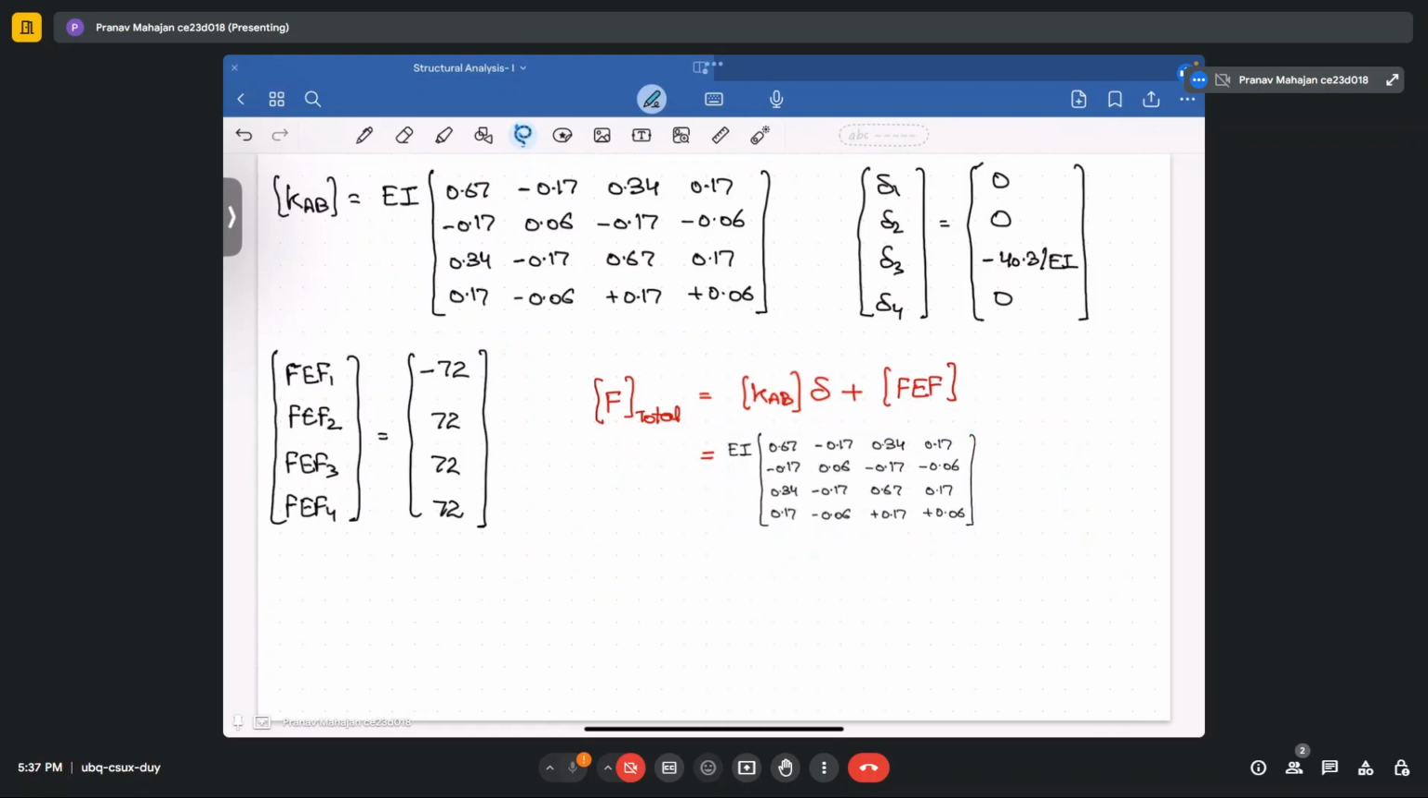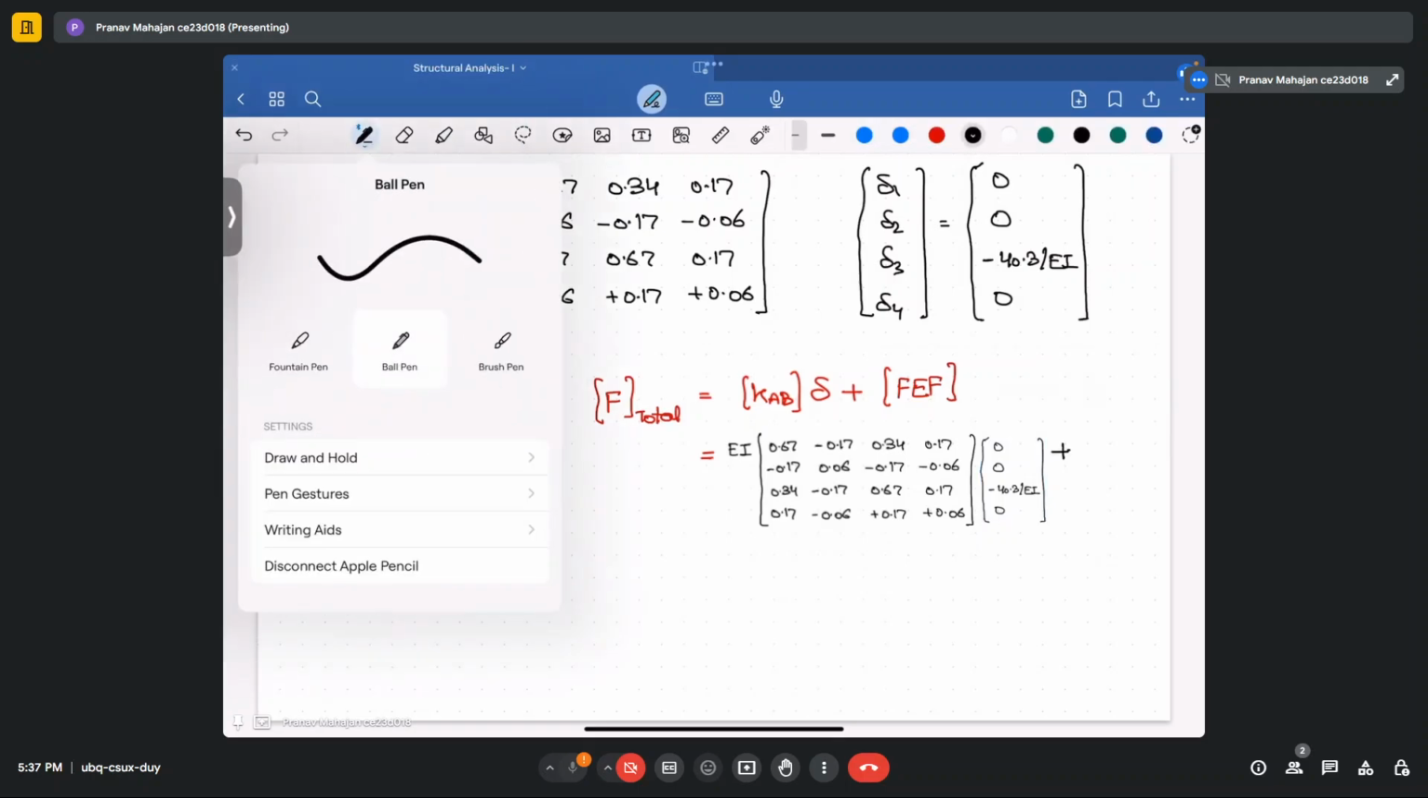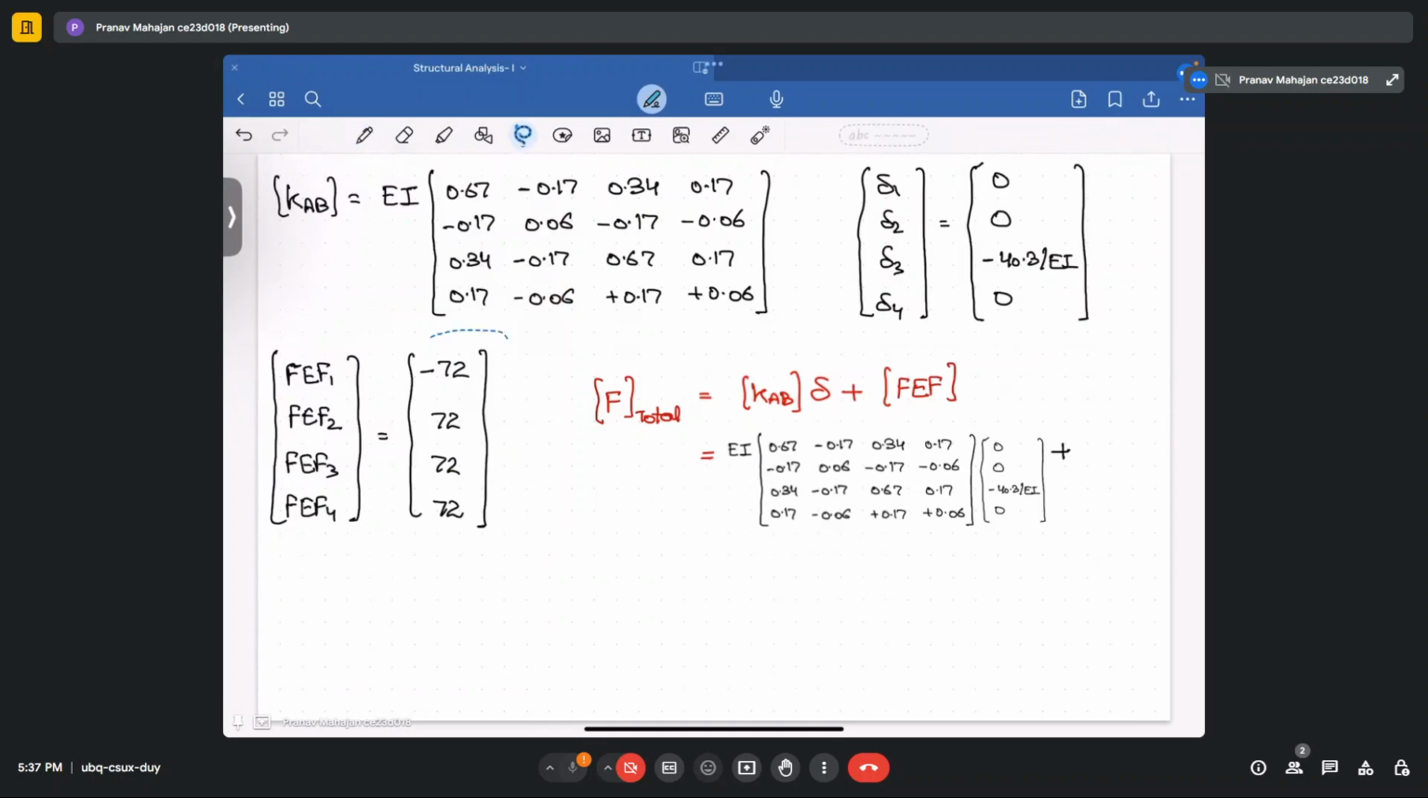Okay, so this is my KAB into delta. Now delta, this is delta. Okay. Now this KAB delta plus we have its fixed-end forces also. So the fixed-end forces also we will copy. So this is our fixed-end forces, and I will paste it here. Okay. So this is your final equations.